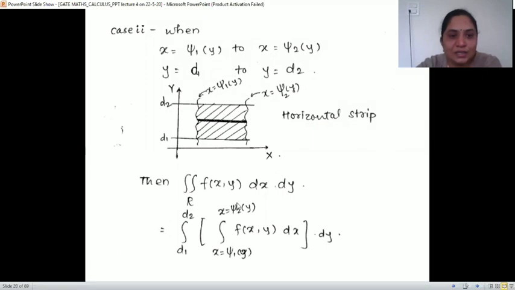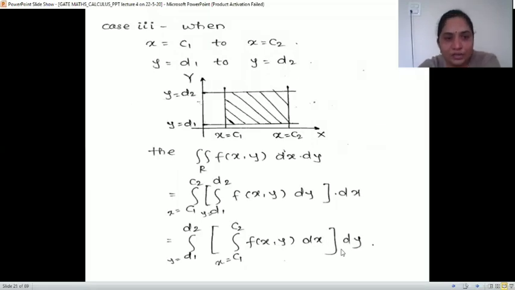Case 2. What is that? If x is now a function of y, these are variable limits, and y has constant limits. So y is d1, parallel to the x-axis, y is d2, parallel to the x-axis, and if we draw psi1(y) and psi2(y), this is the region bounded by. And to change, we need to draw a horizontal strip, of course. I'll tell you this later. Then that integration can be written with constants outside. So limits of y, d1, d2, are outside, and variable limits inside, psi1(y) to psi2(y). With respect to x we have to take the integration first and then y.